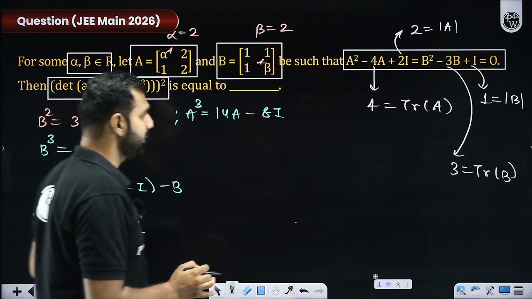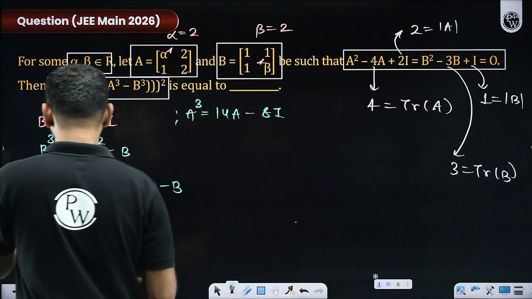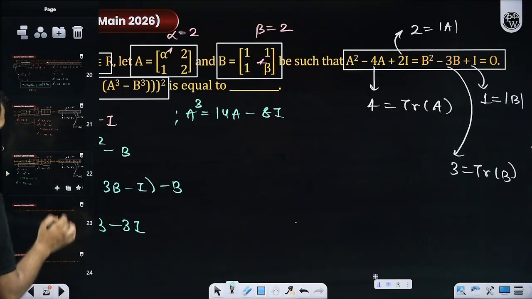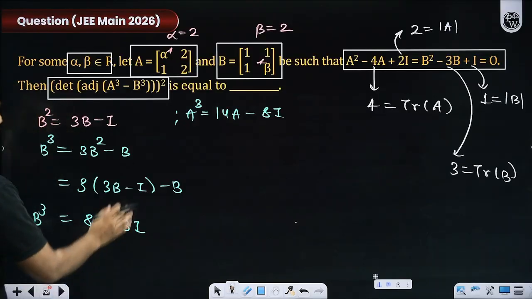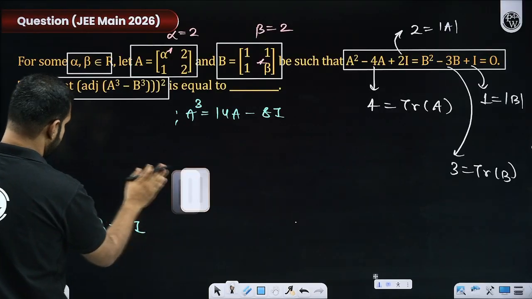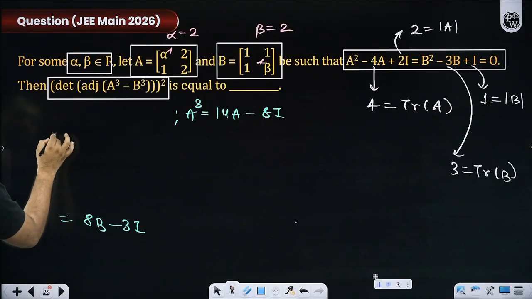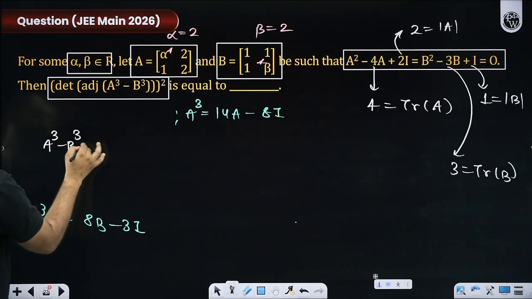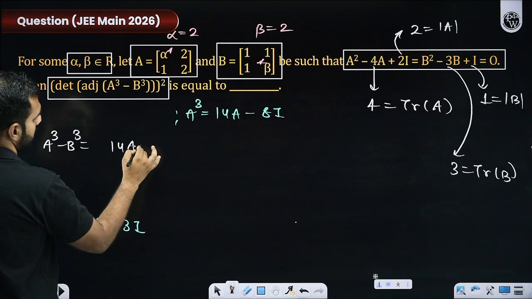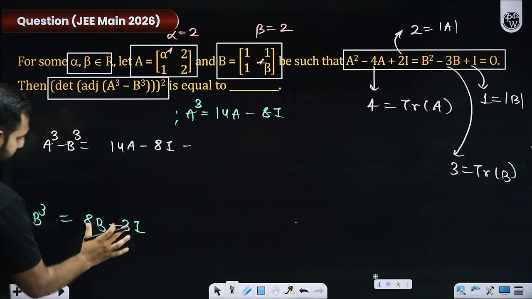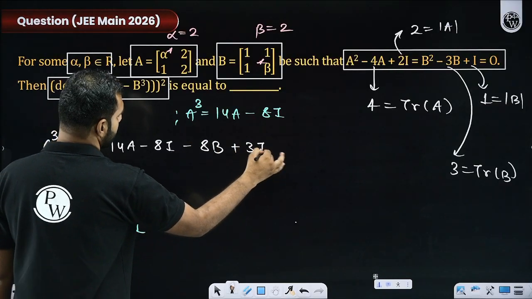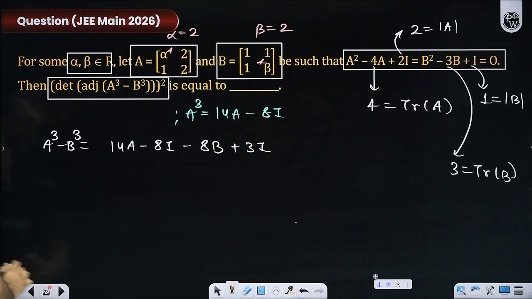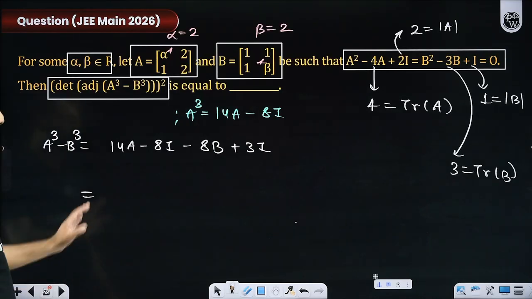Sir, as per the question, we are supposed to figure out a cube minus b cube. Okay, let us try and work out a cube minus b cube. What would that be? Everyone listening and understanding. So a cube minus b cube will be 14a minus 8i minus of this, which is 8b plus 3i. Yes or no? So if I now directly write a cube minus b cube, it will be this.